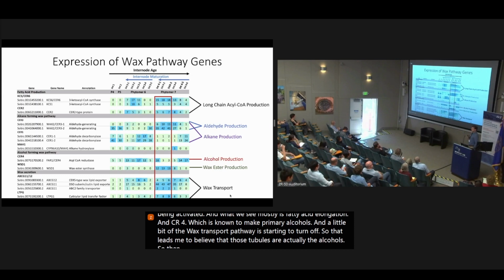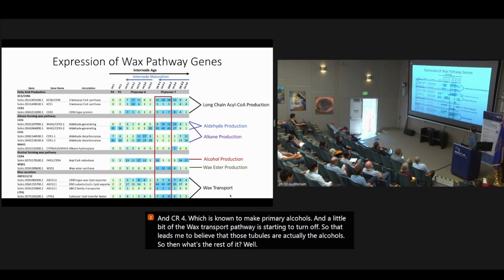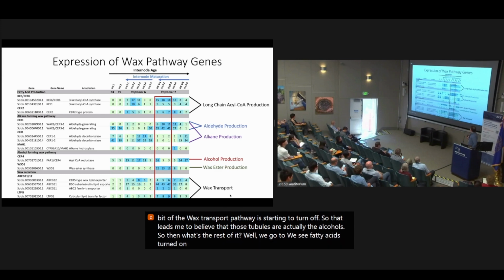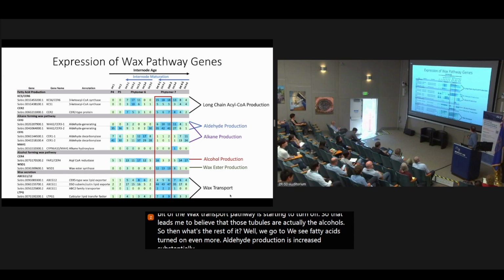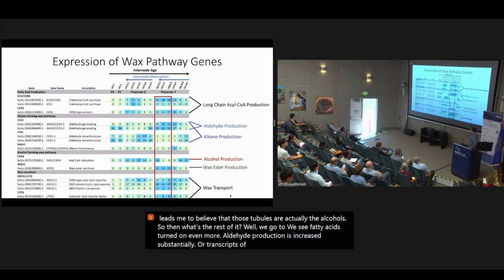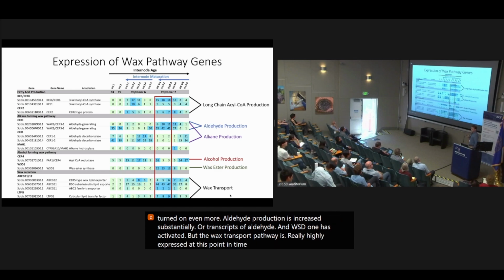So then what's the rest of it? Well, we go to internode 4, we see fatty acids turned on even more. Aldehyde production is increased substantially, or transcripts of aldehyde, CER3, and WSD1 has activated, but the wax transport pathway is really highly expressed at this point in time. So it's pumping out the wax as fast as it can.